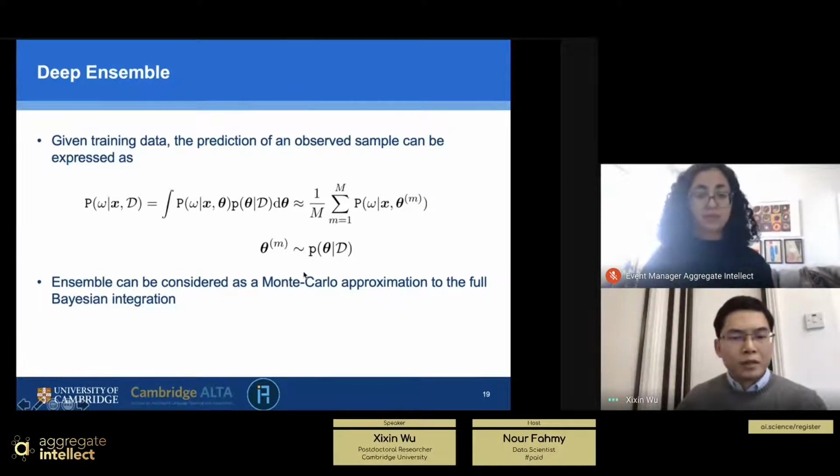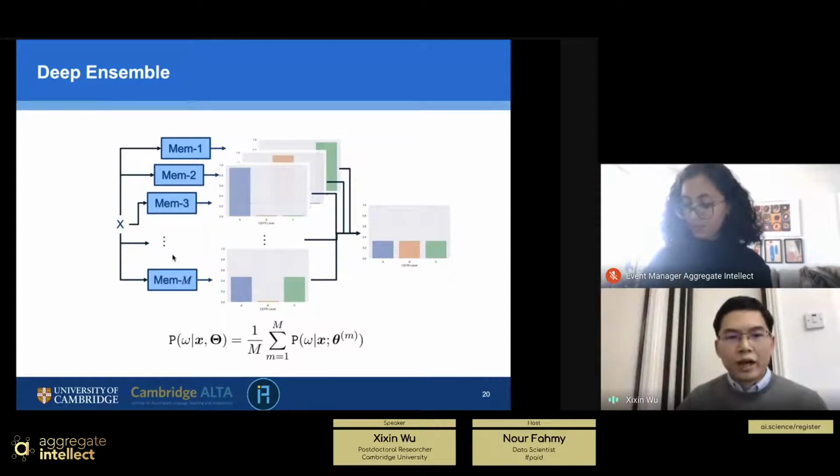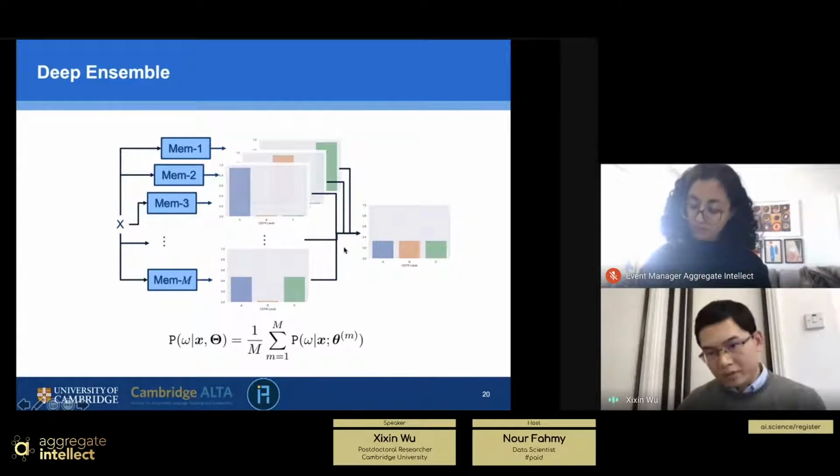This leads to the idea that we can use an ensemble as a Monte Carlo approximation of the full Bayesian integration. Basically, given an X, we have different members, and for each member we get a prediction, and then these predictions are combined together with equal weights to generate the output.